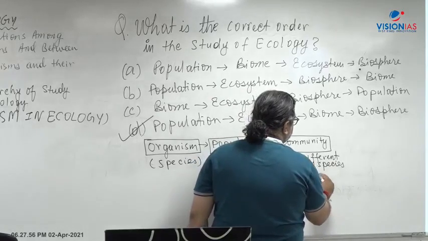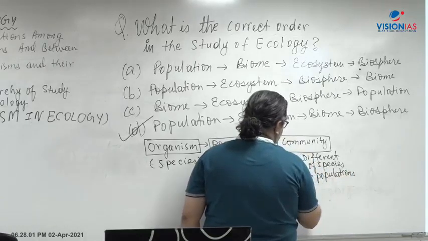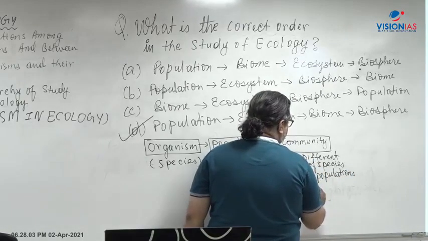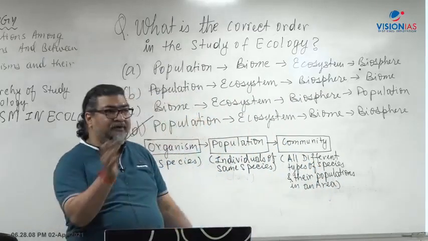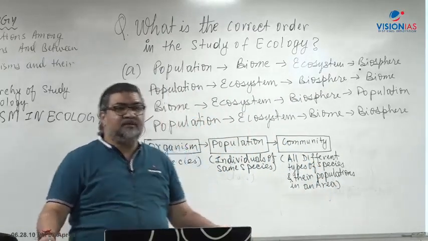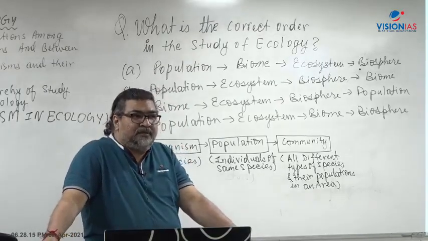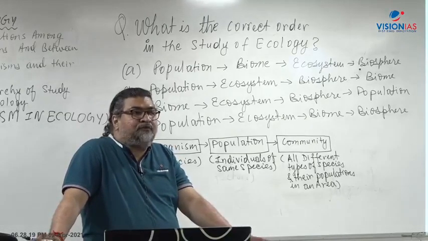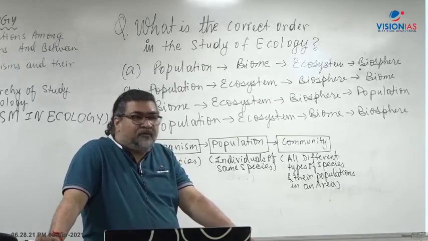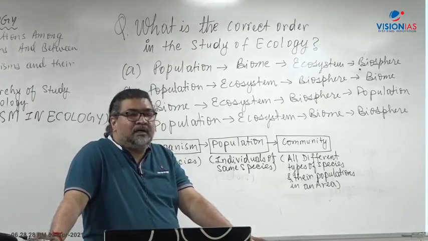And their populations in a geographical area, in an area or in a habitat. Different types of plants and animal species and their populations that comprise the community. We have animal community. When you say animal community, it means all different types of animal species found in that area: tiger, lion, deer or cow or goat or whatever the animals are there.